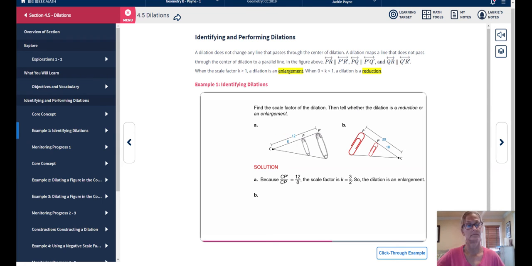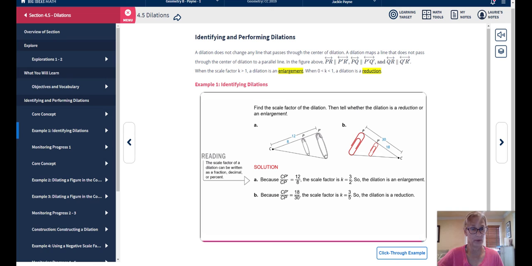Part B. The ratio of the lengths of the corresponding sides of the image and the preimage is CP prime to CP. In the diagram, CP prime is 18 and CP is 30. Because CP prime divided by CP is equal to 18 divided by 30, or 18/30ths, the scale factor is K equals 3/5. When 0 is less than K, which is less than 1, a dilation is a reduction. 3/5 is greater than 0 and less than 1, so the dilation is a reduction. The scale factor of a dilation can be written as a fraction, decimal, or percent.